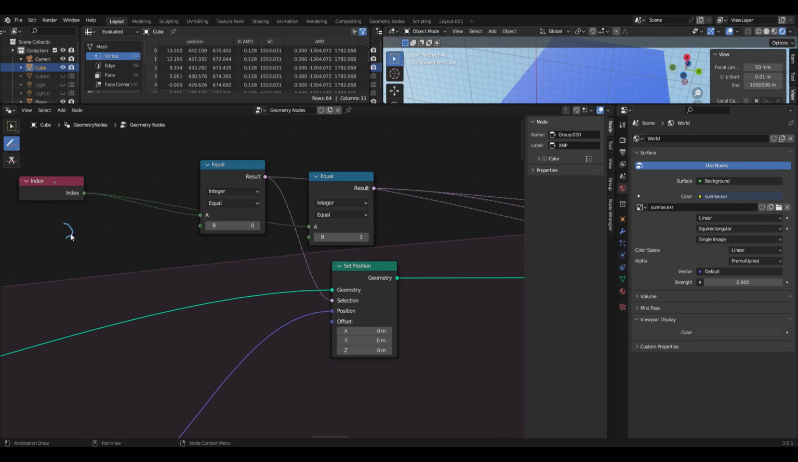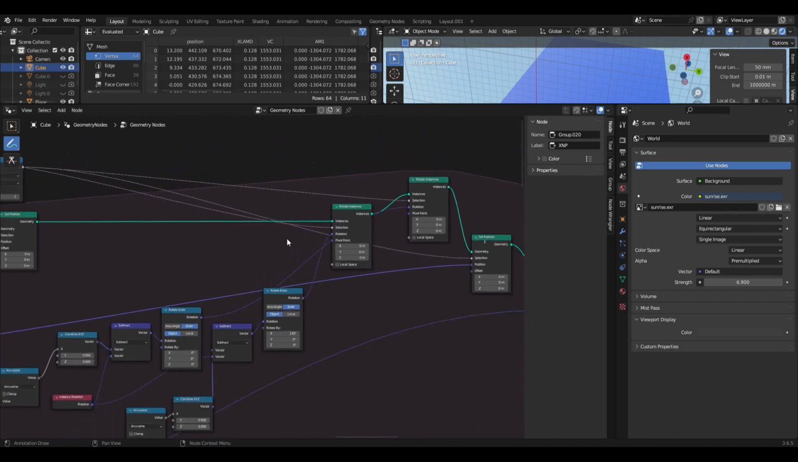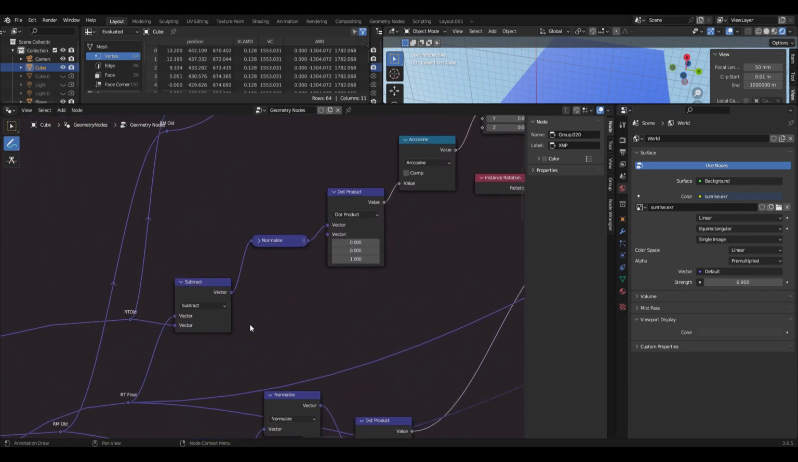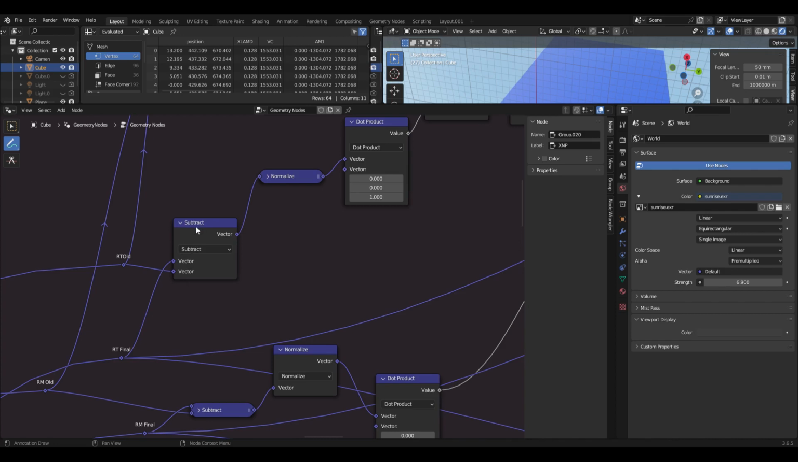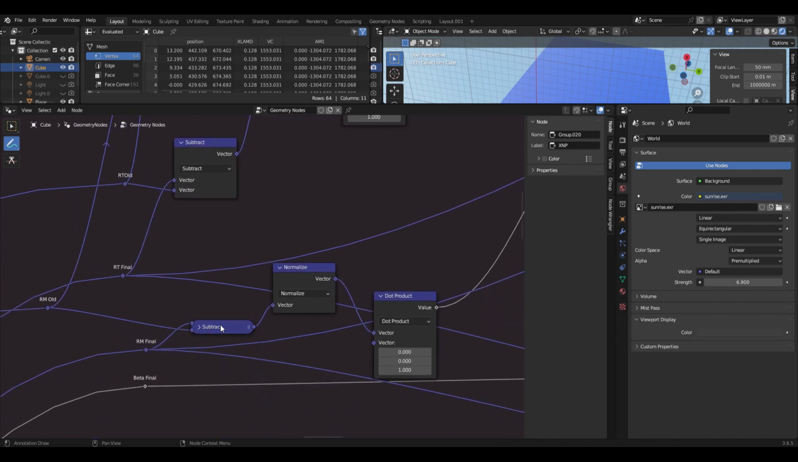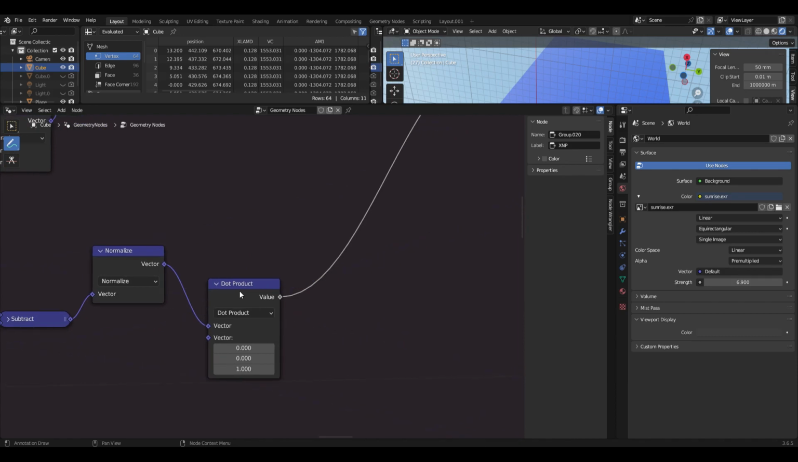And I have some rotations in there too, so I'm subtracting the old RT from the new RT, and the same for the RM. I subtract those two, normalize it, take the dot product because I want to get the angle between those two vectors, and this is the dot product with just the z-axis vector. I take the arc cosine of that, and I'm using that as an x rotation.